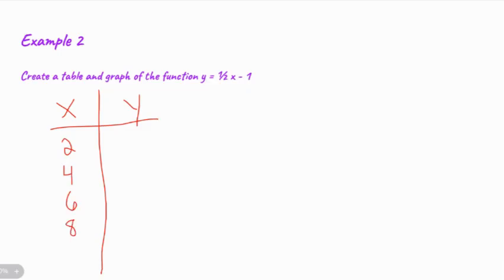All right, let's talk about another one. Let's do 1/2 x minus 1. Now, it might take a little bit of strategy because with the 1/2, we could end up with some fractions. But since I'm multiplying by 1/2, if I stick with even numbers, then I can avoid fractions in my output. So 1/2, we'll start with 2 times 2 minus 1. 1/2 times 2 is 1, minus 1 is 0.